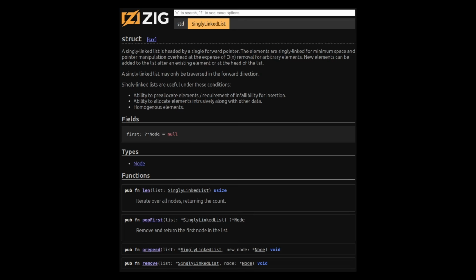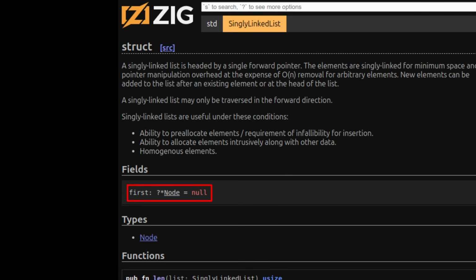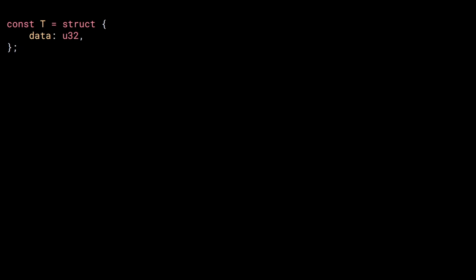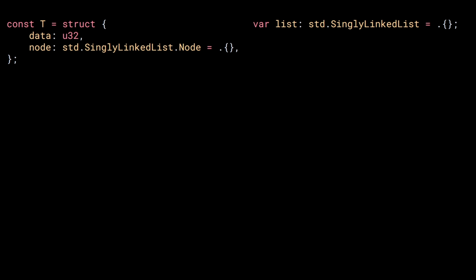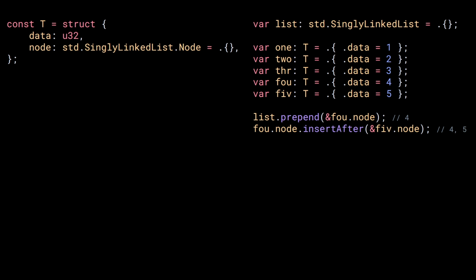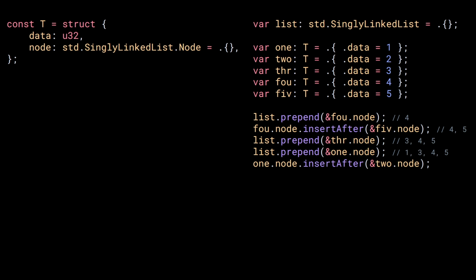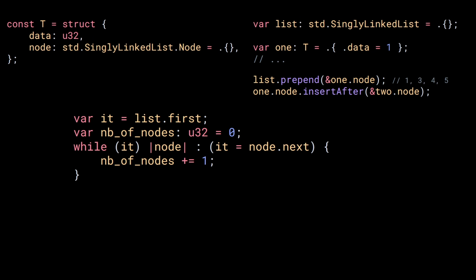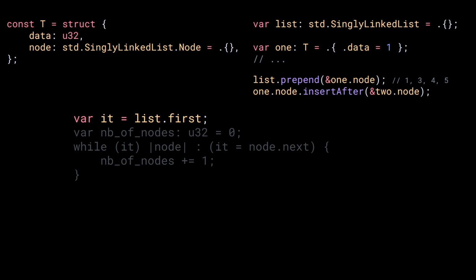If we take a look at SinglyLinkedList, it's a struct with one field which is an optional pointer to the first node of the list. If you want your data to be part of a linked list, you need to add a new field in it of type SinglyLinkedList.Node. Then after creating a linked list and your data, you add nodes to the list by either calling the prepend method and giving it a pointer to a node, or by calling insertAfter on a node directly. Now that we've linked several nodes, we can iterate over the nodes in the list by creating a pointer pointing to the first node and then following the next node.